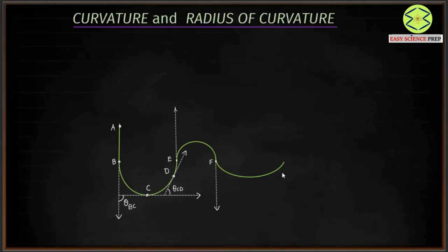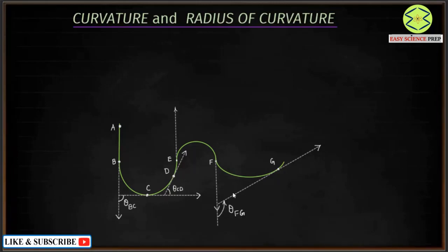Let me take one more point here. This is F, and let me take this particular point as G. We have drawn a tangent at point G also. This tangent represents the direction at point G, while this particular tangent represents the direction at point F. So when we move along this curve from point F to G, this is going to be the change of direction. Theta FG represents the change of direction of the curve from point F to point G.